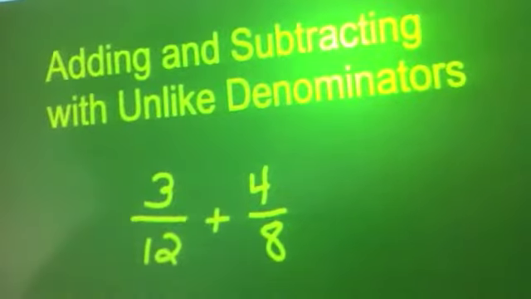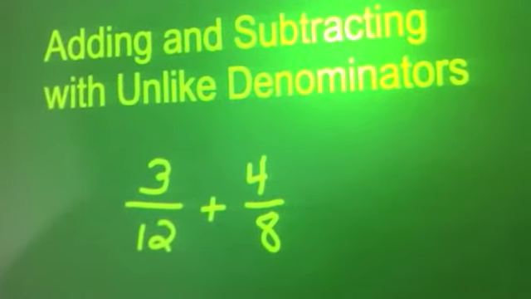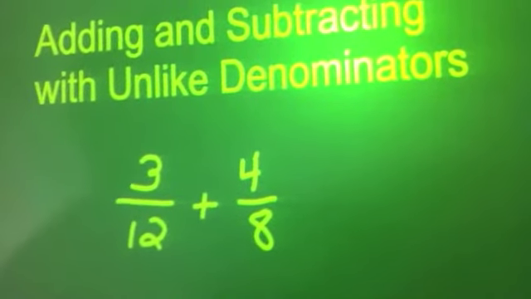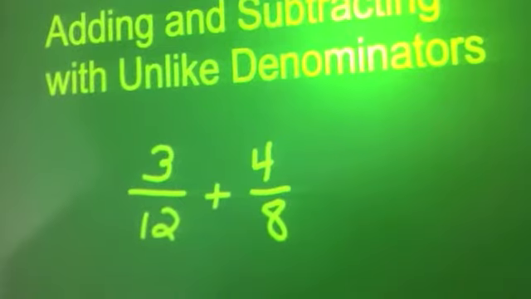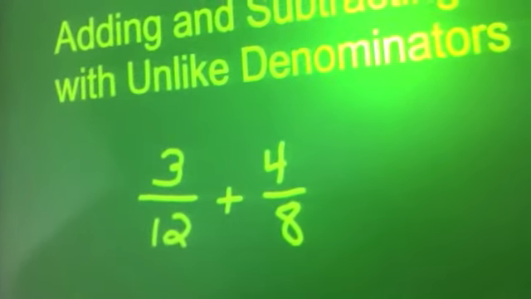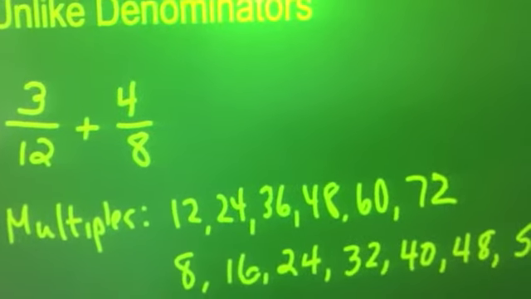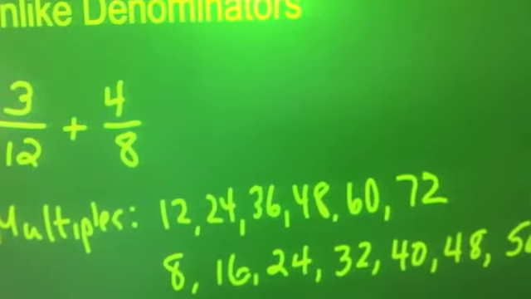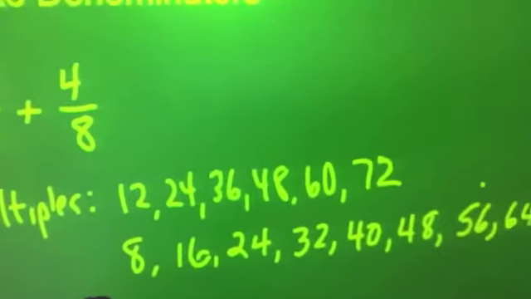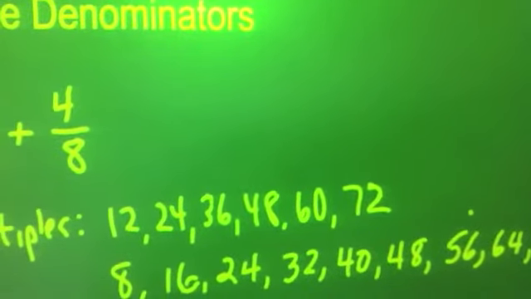So now we're going to add and subtract with unlike denominators. So I have two fractions, 3/12, and I want to add 4/8 to it. I can set it up as a model if I want. However, it's a lot easier to find the multiples of the denominators to find the common multiple. Now we find the multiples of 12 and 8. The multiples for 12 are 12, 24, 36, 48, 60, and 72. I'm going to stop there. And the multiples of 8 are 8, 16, 24, 32, 40, 48, 56, and 64.